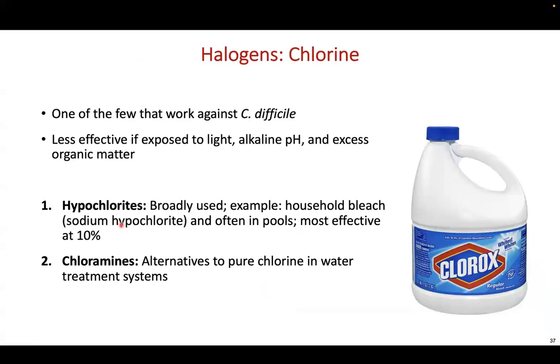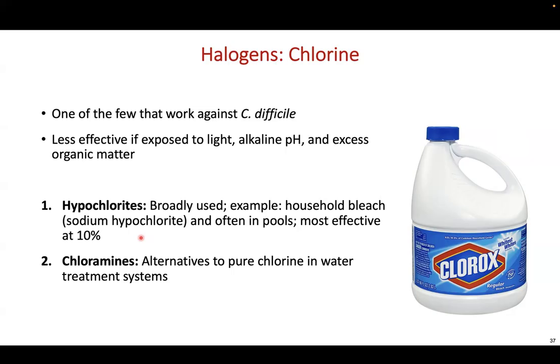So under halogens, let's pick the first one, which is chlorine. This is one of the few that works against C. difficile, and it's less effective if it's exposed to light, alkaline pH, or excessive organic matter. Under that, we have two subtypes. We have hypochlorite, which is broadly used. Examples include the household bleach that you use to clean your bathrooms and such.